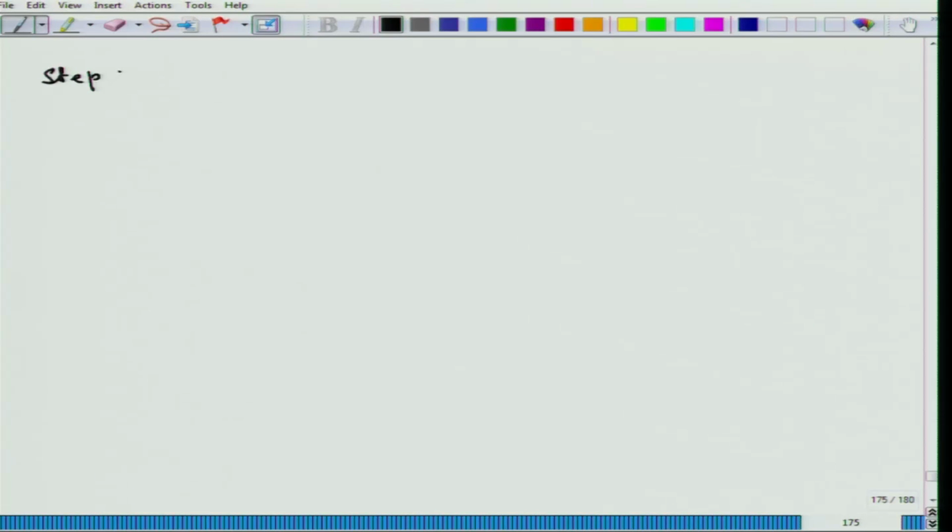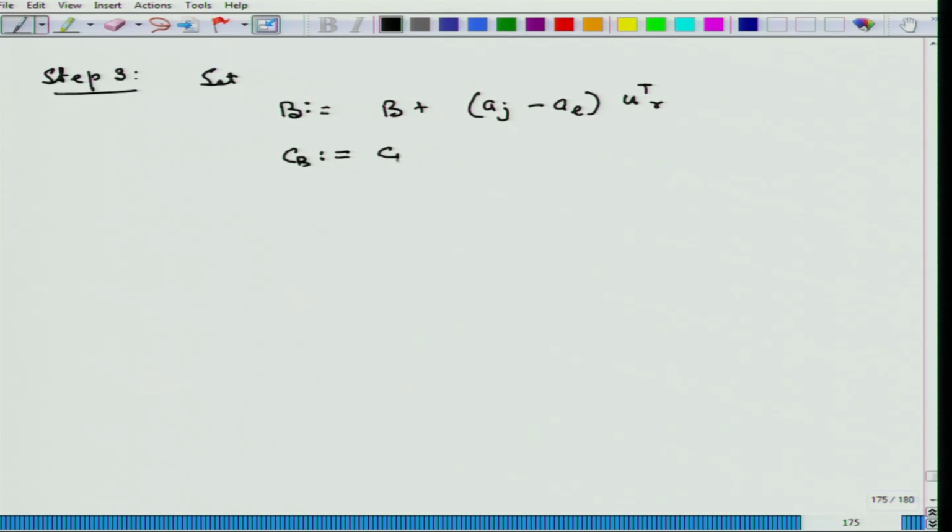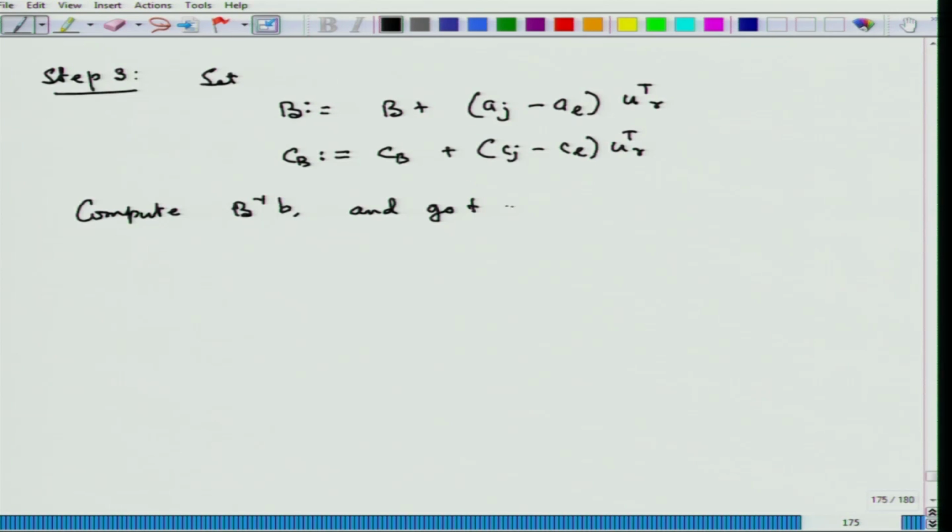So, now the iterations, the updating, step 3, now set B dash, sorry, B is now assigned to, I cannot write it in that format, I am writing in a computer programming format. So, CB is assigned to, you can also give an arrow like this, does not matter. Compute B inverse B, and with the new B you compute B inverse B and go to step 1 and do the same checking all over and again.